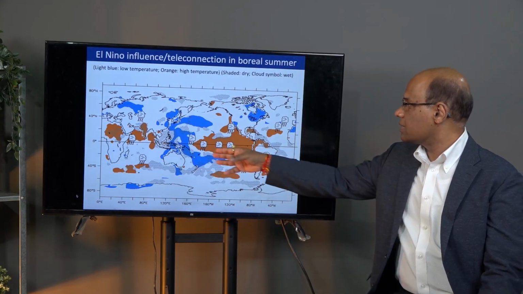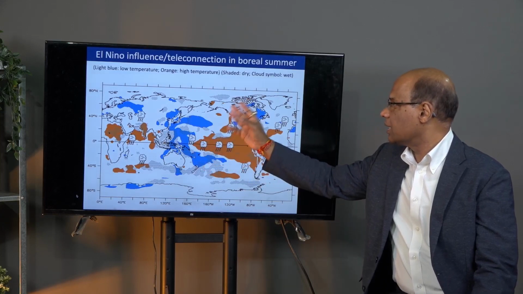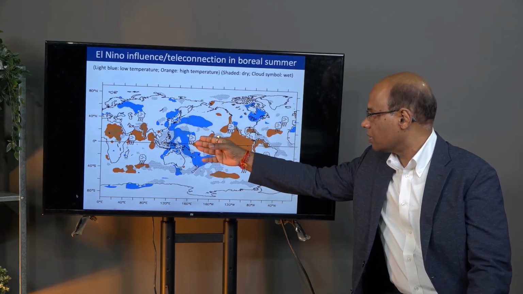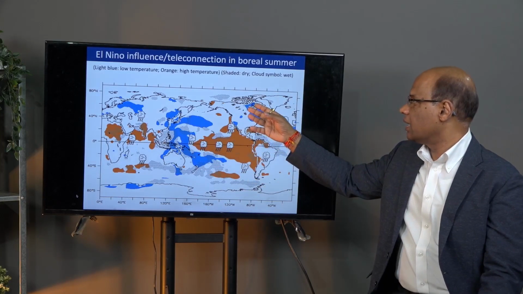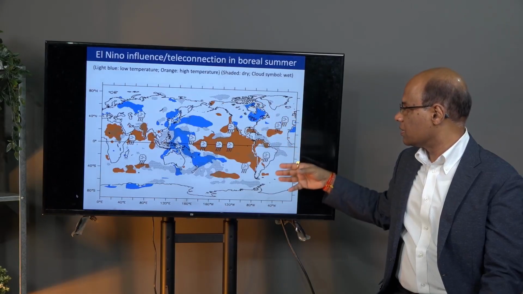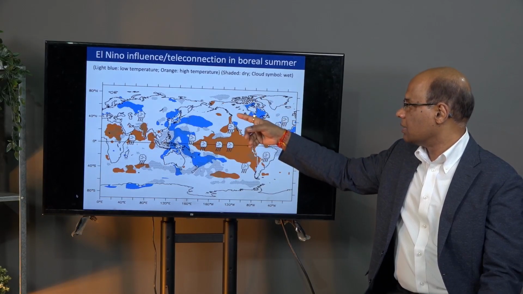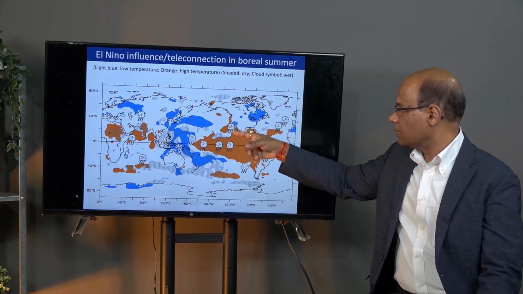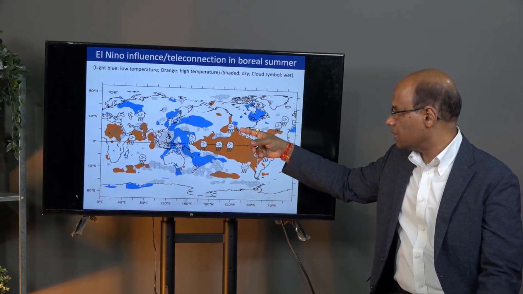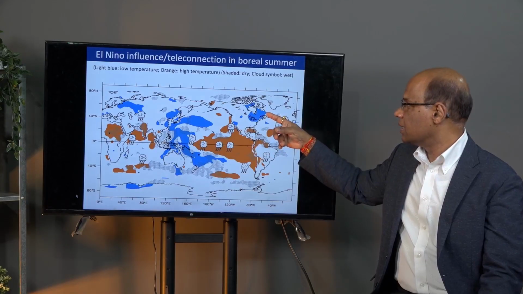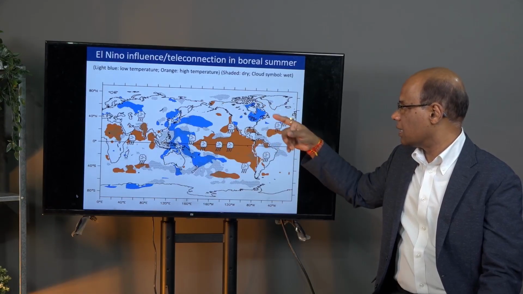Also, there are large-scale teleconnections which can bring the information from the tropical Pacific to the high latitudes in the northern hemisphere and also in the southern hemisphere. So you can see cool temperatures when El Nino happens. The western side of America, the United States, is wet and warm, but the eastern side, including Canada, is cool.